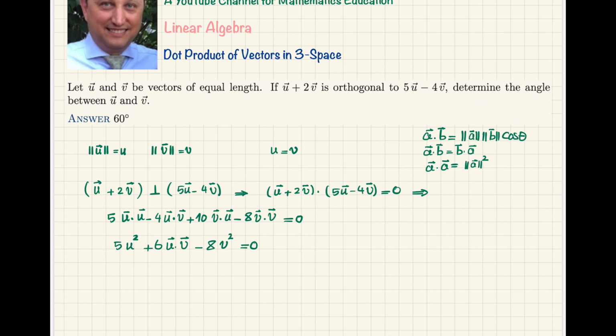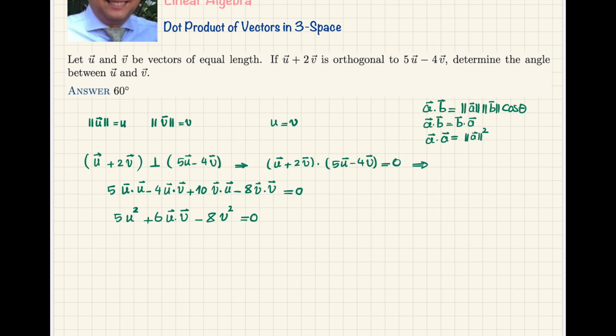But then I can use the formula for the dot product of these two vectors here. So what I can write is 5u squared, and then I would write this as 6u times v, where by u I mean the norm of u, by v I mean the norm of v, and then the cosine of the angle between them. Let us call that angle theta. And then I will have minus 8v squared is equal to 0.